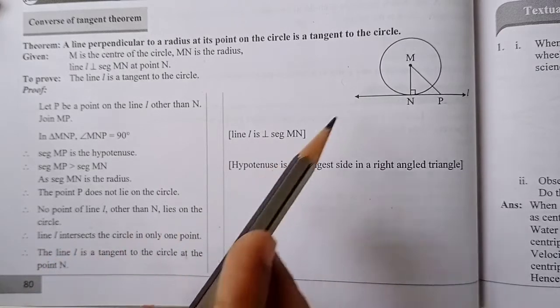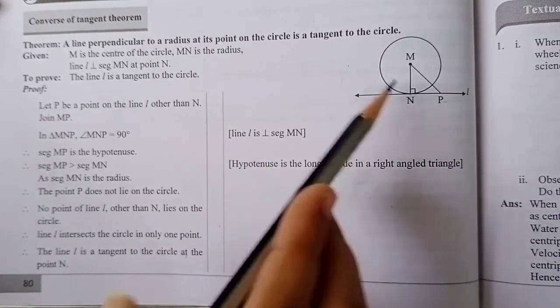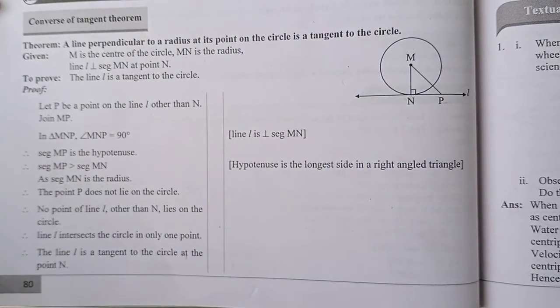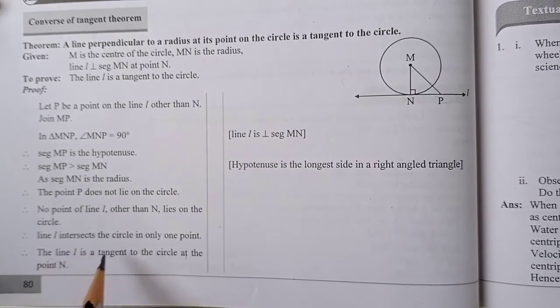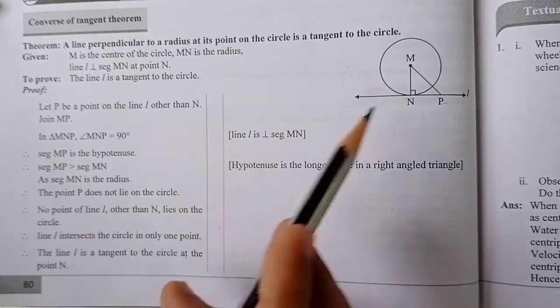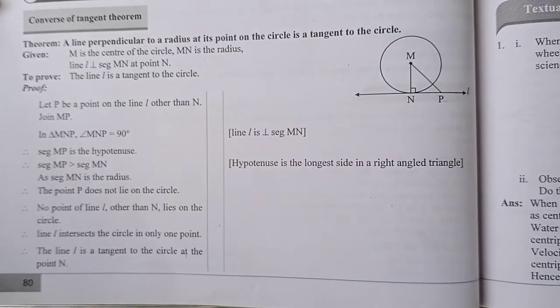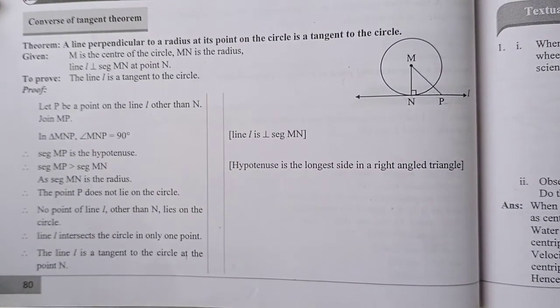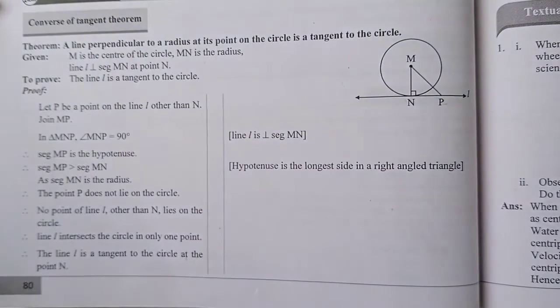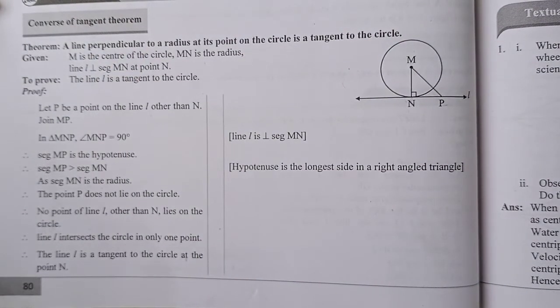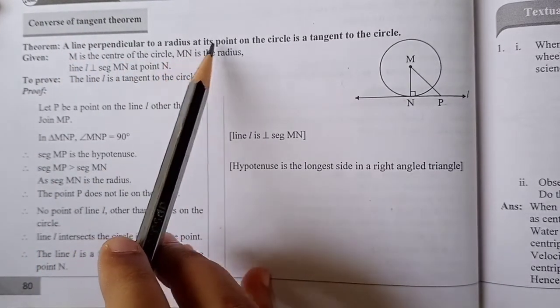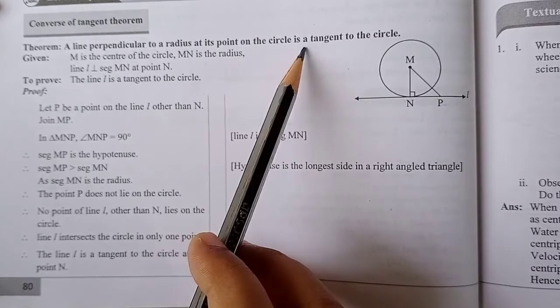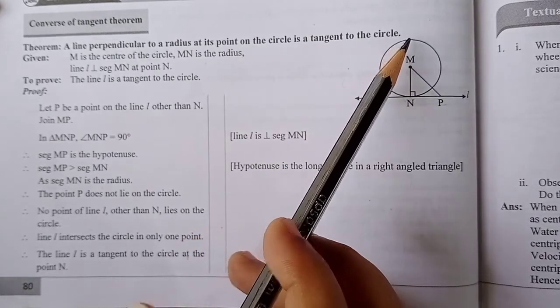Therefore line L intersects the circle in only one point. So the definition is fulfilled. So therefore the line L is a tangent to the circle at the point N. That is what you have to prove. Are you getting me, class? So this is the converse of the tangent theorem, and the statement is a line perpendicular to a radius at its point on the circle is a tangent to the circle.